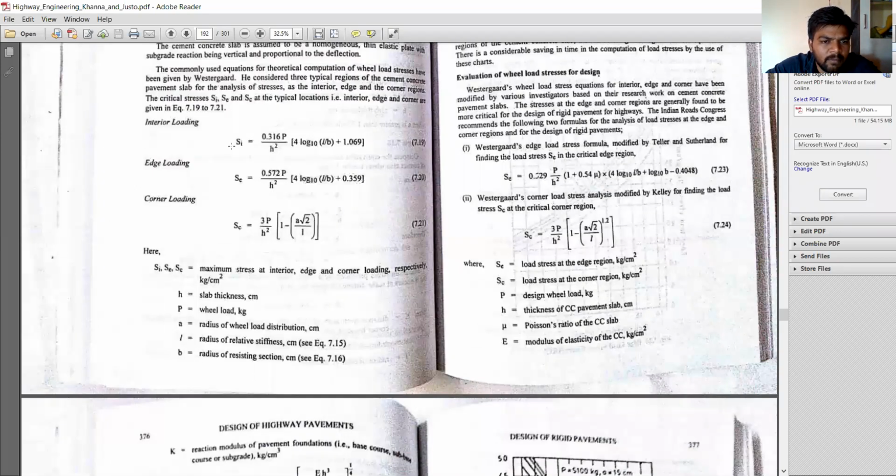By this expression, SI, SE, SC are the maximum stress at interior, edge load and corner loading in terms of kg per centimeter square. H is slab thickness in centimeter, P is wheel load, and A is radius of wheel load distribution. In the third equation, A is there, the radius of wheel load distribution. L is radius of relative stiffness, and B is the radius of resisting section. Yes, you note down these three equations. Based on these three equations, you will be solving many problems.